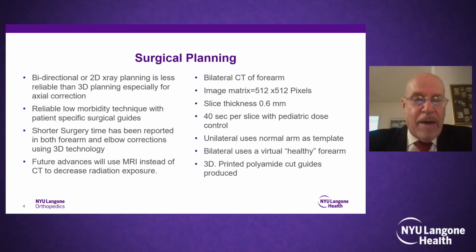If it is a unilateral deformity, what they often use is the opposite arm. If there are bilateral deformities, they'll use a sort of virtual healthy forearm. And what they'll do is, using 3D technology, print out a polyamide cutting guide, and also make models of the bones and test them out.